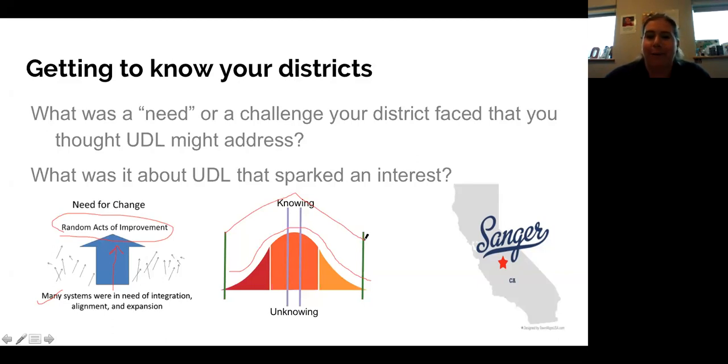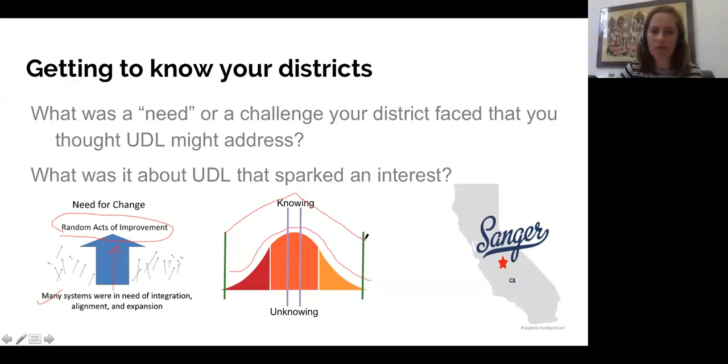I think we may have gone in reverse of how Rhonda described the random acts of improvement. We went all in with UDL, and now 5 years later, I'm working really hard to make sure that everything we're doing is still connected to UDL, so that people don't feel like it's just those random acts, and that this continues to be our main focus.